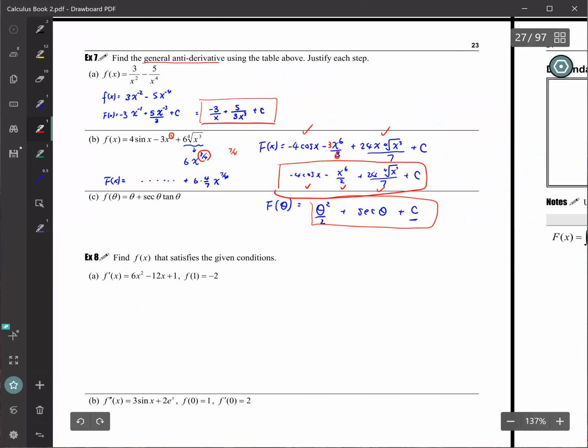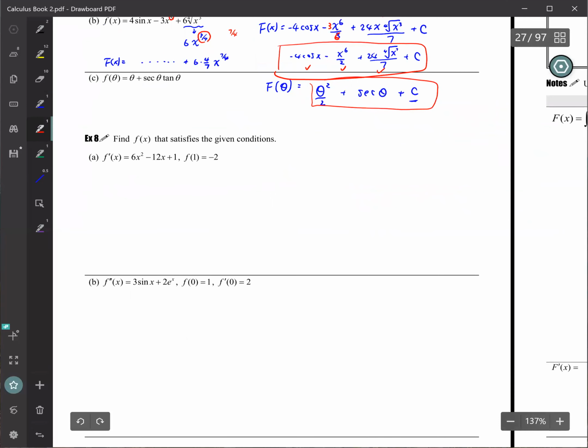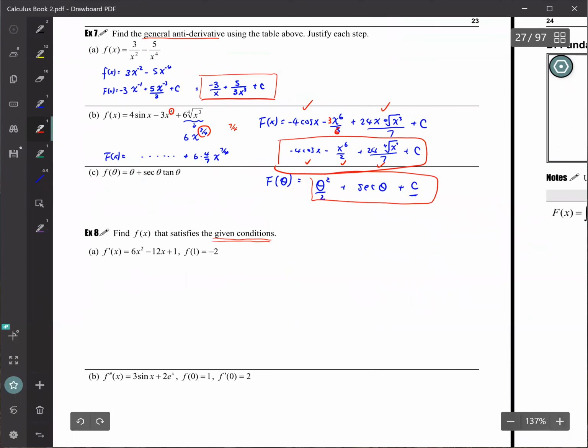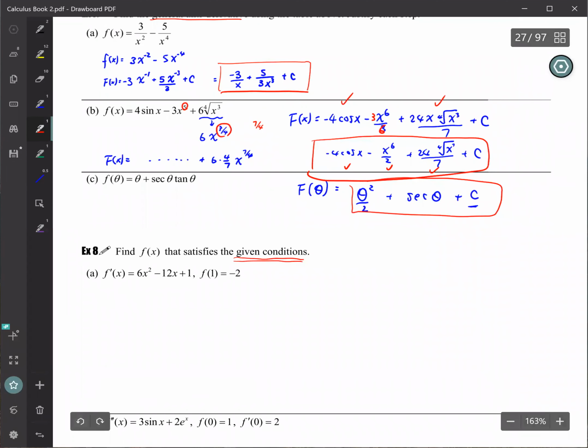Now question 8, they give you some conditions. The condition is like a point on the graph of the function. And also look at the symbol that they use. Instead of giving you F to start, they give you f prime to start. So this one is still the after, because they already primed, same with the question we had before. This one is also after.